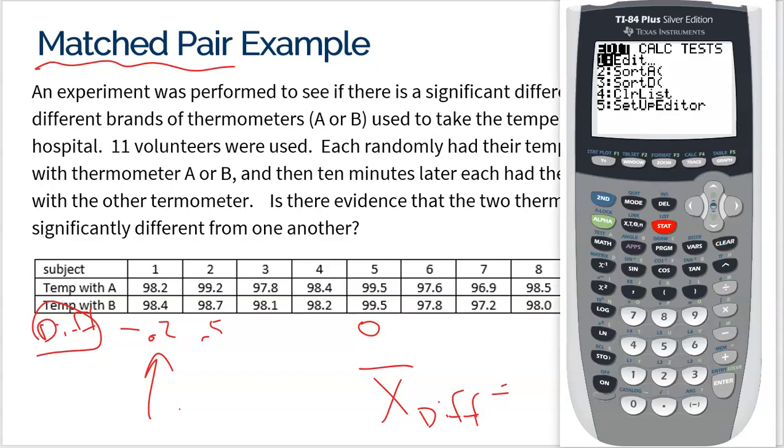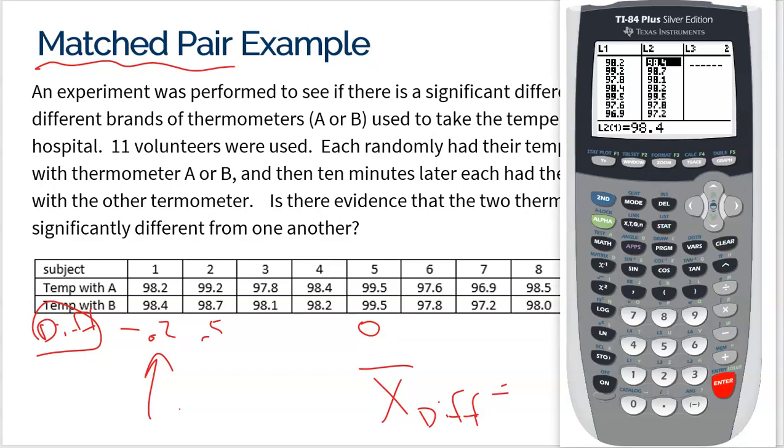If you go to your calculator, and if you need to pause the video to do this, go ahead. In list 1, type in the temperatures with A. In list 2, type the temperatures with B. Now I've got them all in there. If you want to pause and take your time to enter them, go ahead. Double, triple check A and B. Then you can have the calculator do all of the differences for you.